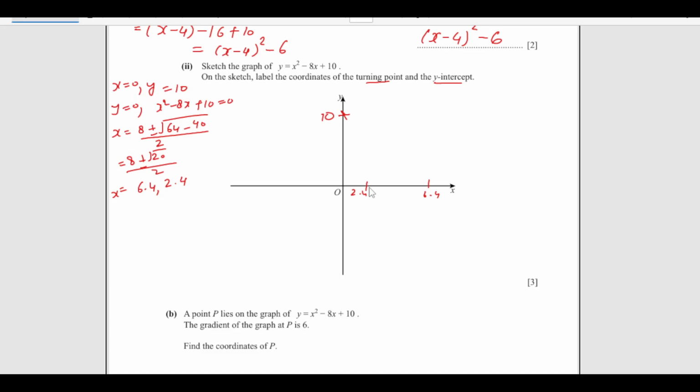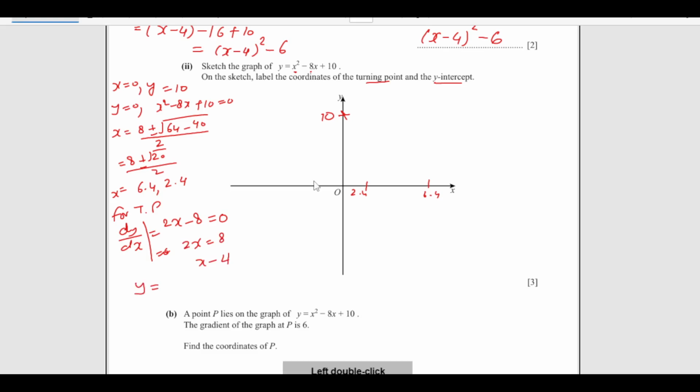So now the turning point. For the turning point, what you need to do is take the derivative. So dy over dx, when you differentiate this, will be 2x minus 8, and this is going to be 0 because at the turning point the derivative is 0. So from here we will have 2x is equal to 8 and x is equal to 4. So x equals 4 is the turning point, but we need to have the value of y.